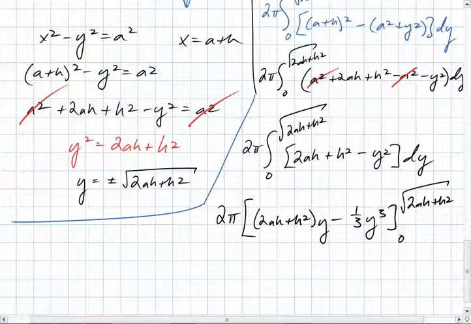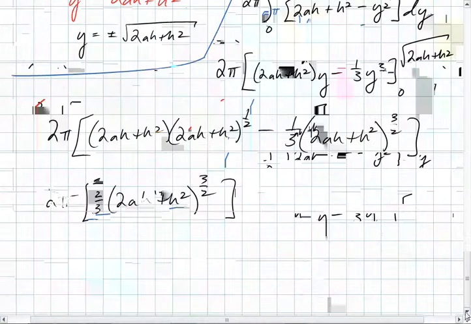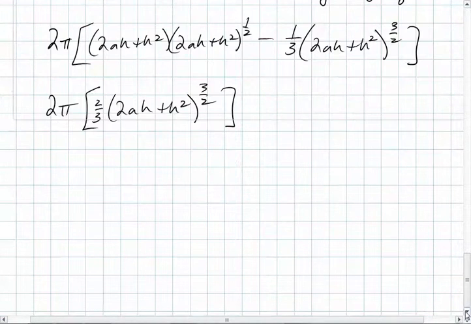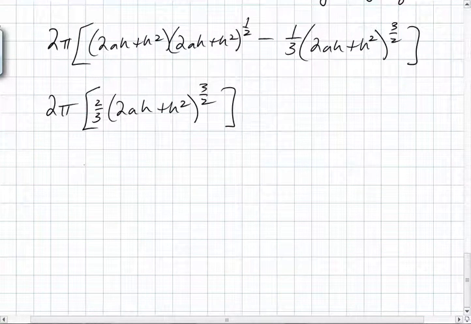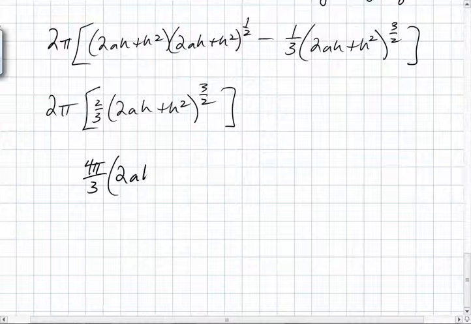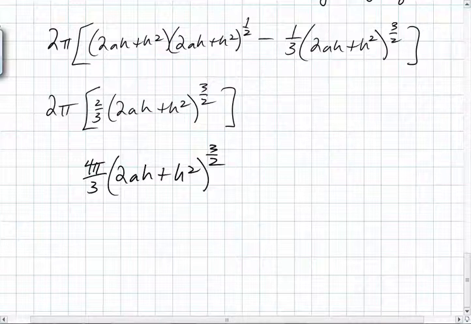But nice. What's nice, though, is what's our lower limit of integration? 0. Is that what we hoped would happen? Did it nicely collapse? Yeah, so we're left with 4 pi over 3 times 2ah plus h squared to the 3/2. That's kind of cool.